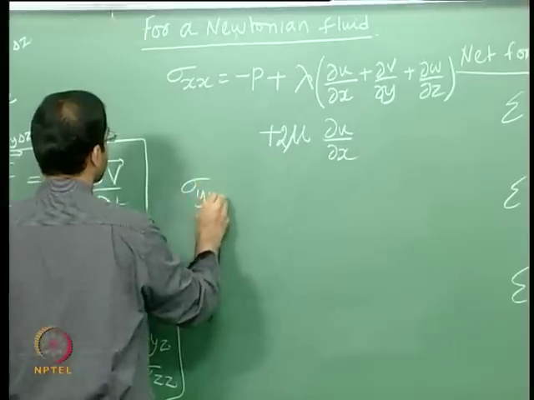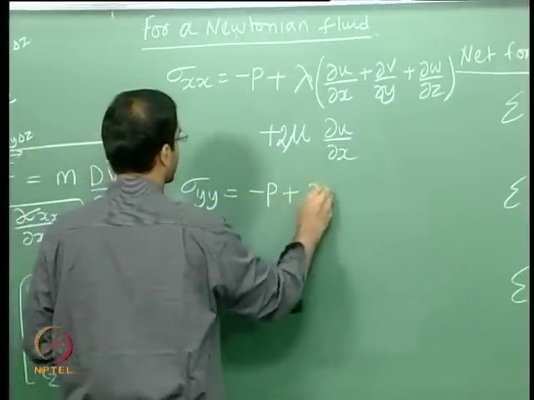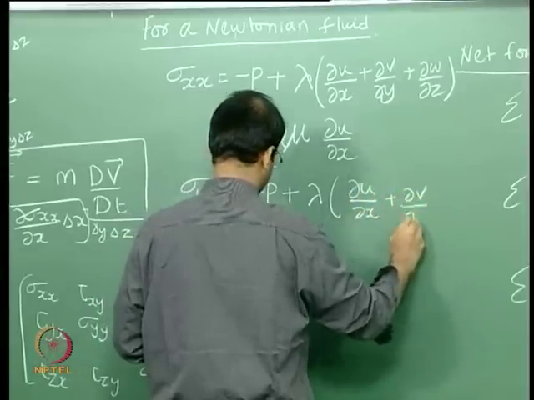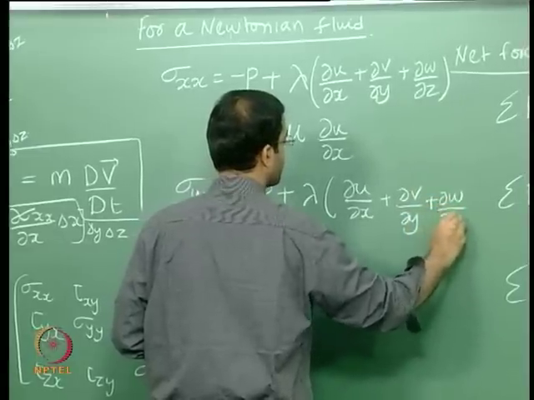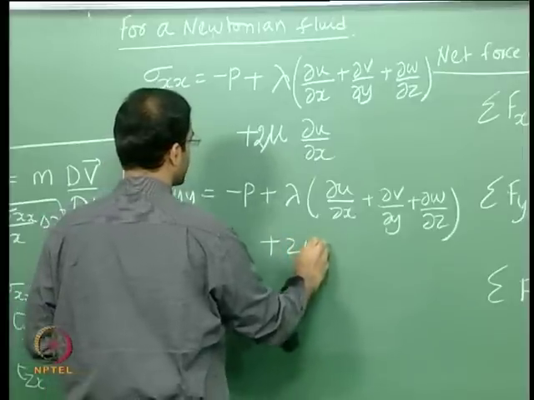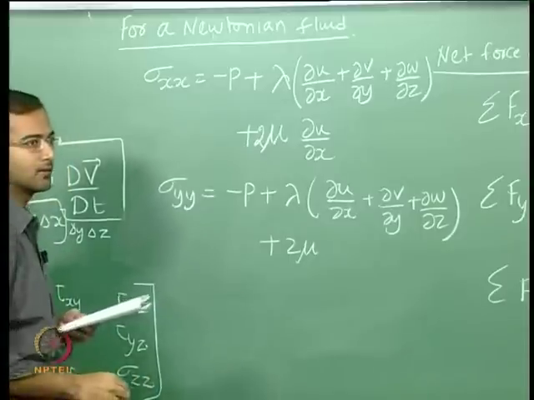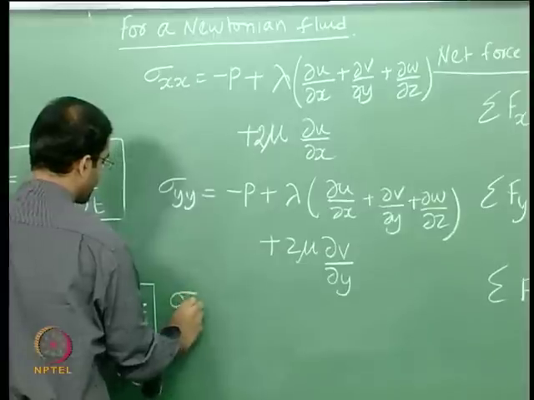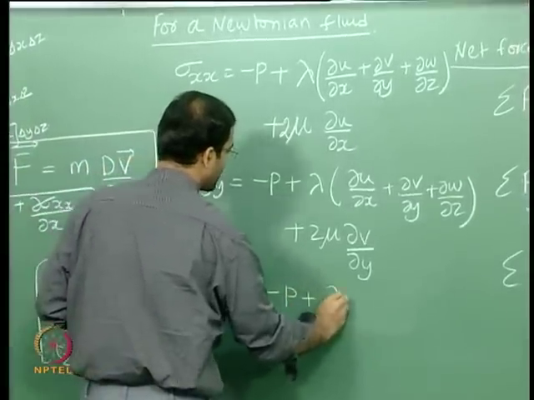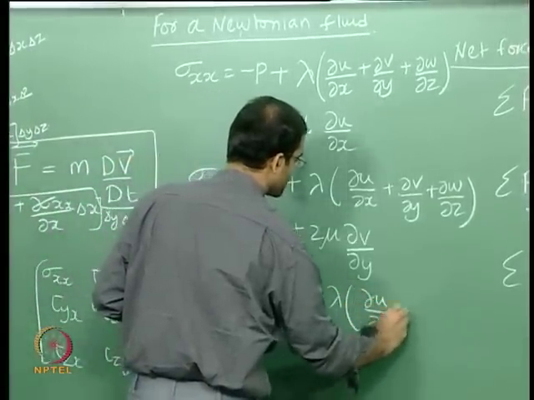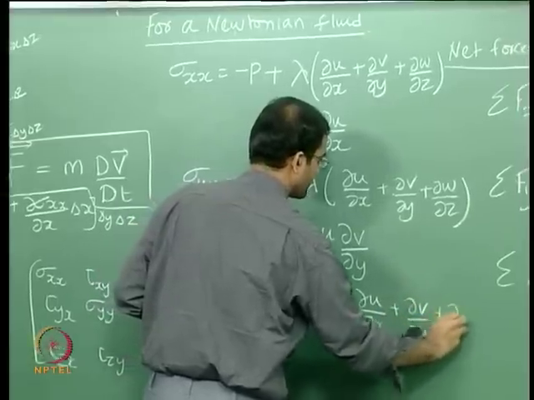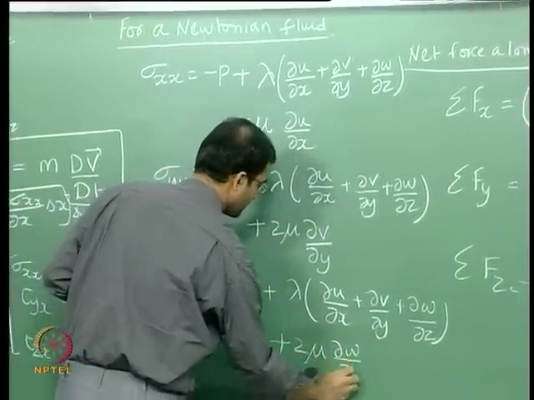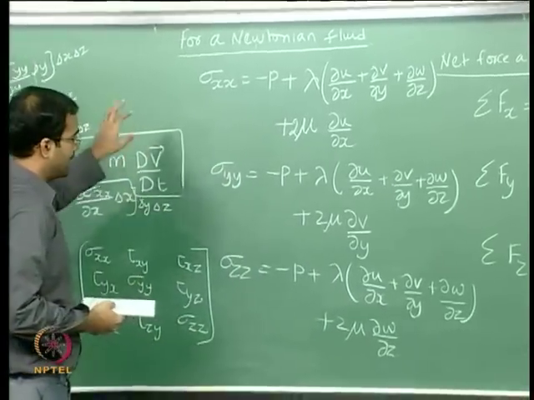Similarly, if I write the relationship in the other directions, you can write the same thing. The divergence term will be there as it is, plus 2 nu into, can you guess what it should be, del v by del y. Similarly, you write it in the z direction. So these are valid for a Newtonian fluid.